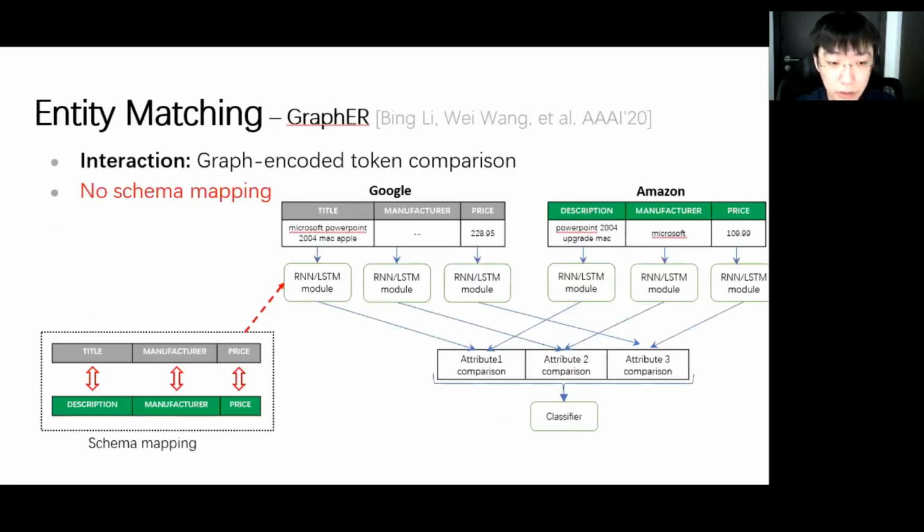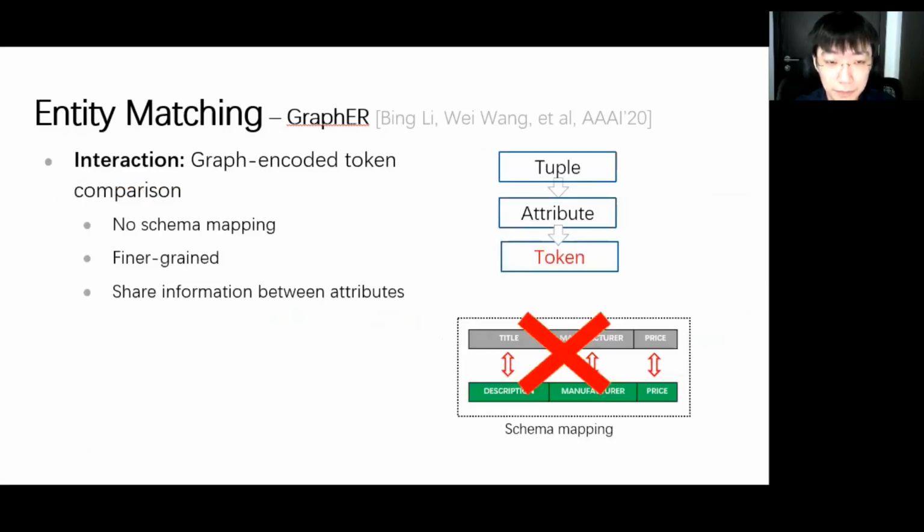Another model is GraphER, which uses a graph-based method. This is the first one to explore the graph structure and apply the graph convolutional neural network to do the representation learning. This setting is quite different from others that simply treat the tuples or attributes as a linear word sequence. GraphER also proposed to use a token-centric comparison strategy.